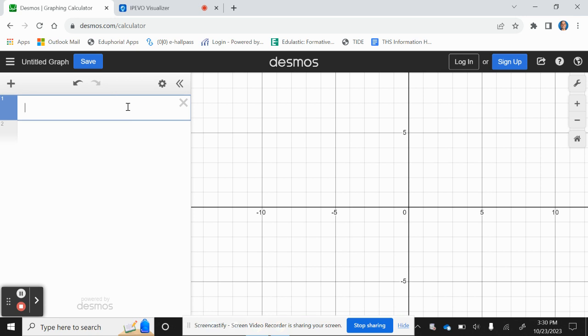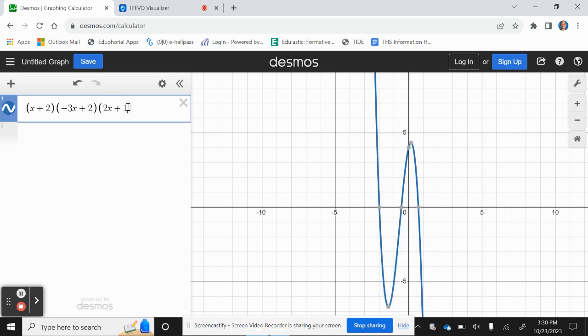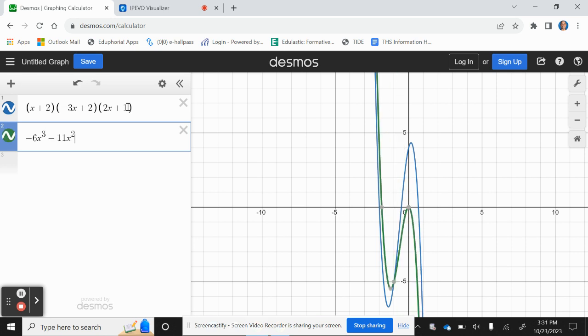So, (x plus 2)(negative 3x plus 2)(2x plus 1), and negative 6x cubed minus 11x squared plus 4x plus 4. You can see that these are the same, and then here are our zeros.